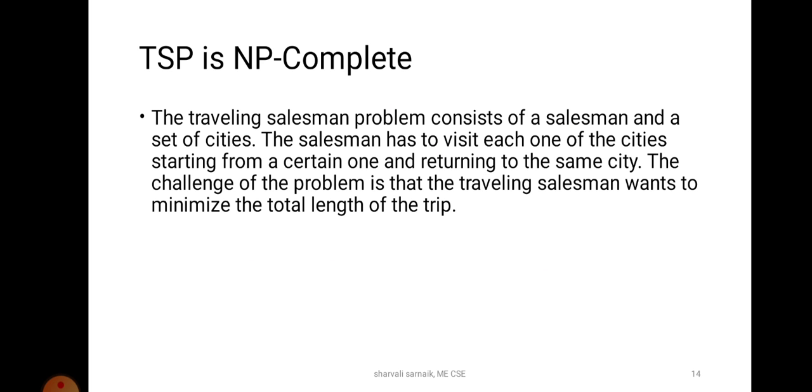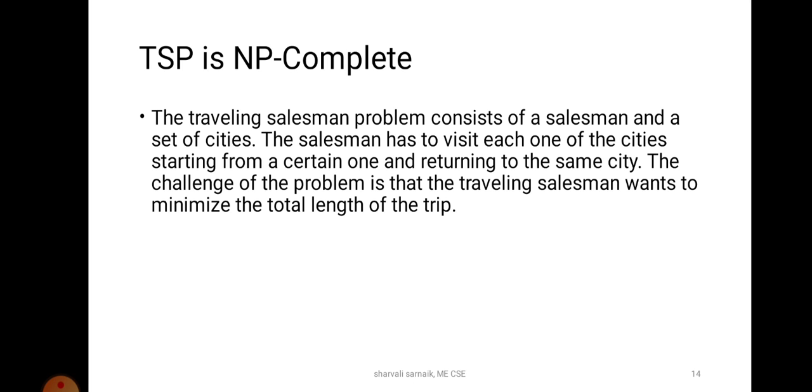Next we will see TSP is NP complete. TSP stands for traveling salesman problem. So the traveling salesman problem consists of a salesman and a set of cities. So now there will be one salesman and a number of cities, and the salesman has to visit each one of the cities starting from a certain one and returning to the same city.